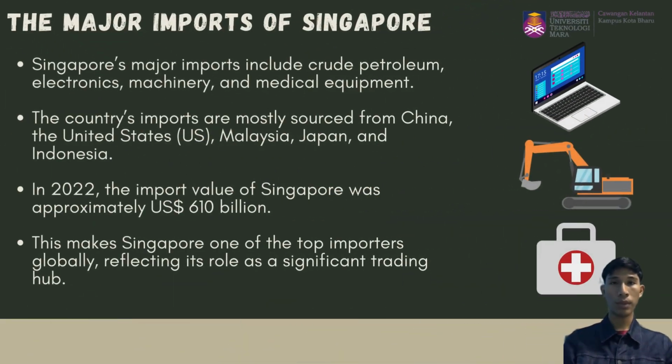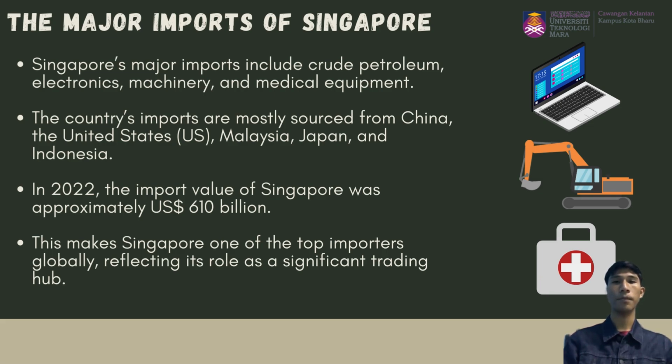Now, I will share information about Singapore's major imports and their role in global trade. For the major imports, Singapore imports several important products. Some of the biggest imports are crude petroleum. Crude petroleum is unprocessed oil. Second is electronics. This includes devices and components like smartphones and computers. And the third one is machinery. There are various types of machines and equipment, and the last one is medical equipment, which is tools and devices used in healthcare.